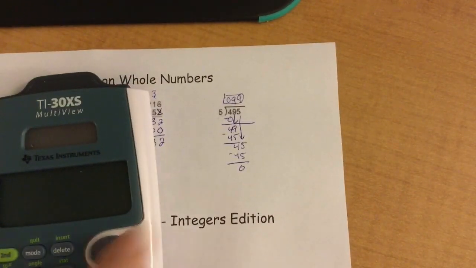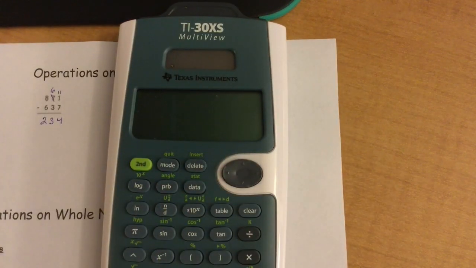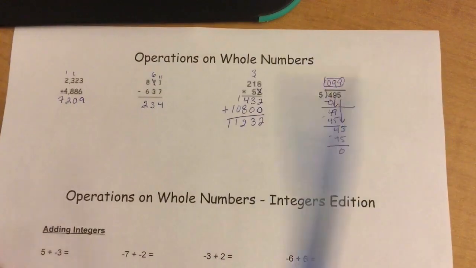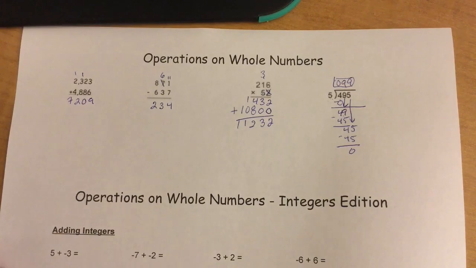And some people get confused on how to plug this into the calculator, so very quickly, you plug this number in first. So you would plug this in as 495 divided by 5, and get 99. So that is how you perform these four basic operations on positive whole numbers.